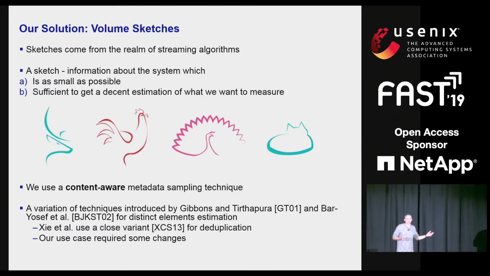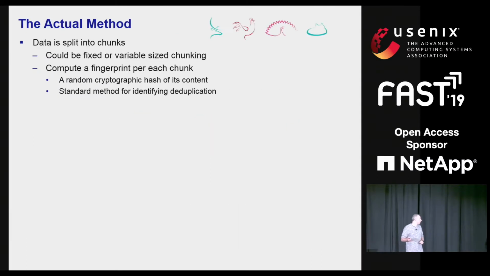We are using what is called content-aware sampling for actually creating the sketches. The methods we are using, specifically the closest one, there is a list here of some that are from the world of streaming, from estimating distinct elements. They were also used in deduplication. And we do need to do some changes and tweaks. They don't work as is. So we had to work some, which is nice because then the work is more interesting. You feel better about it.